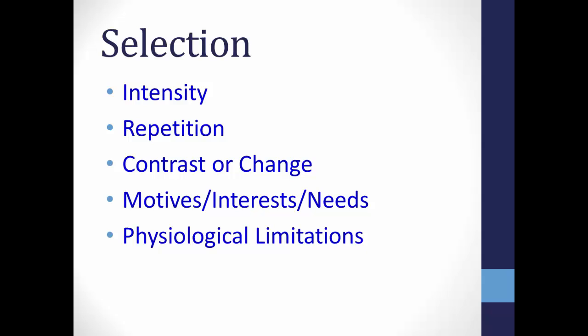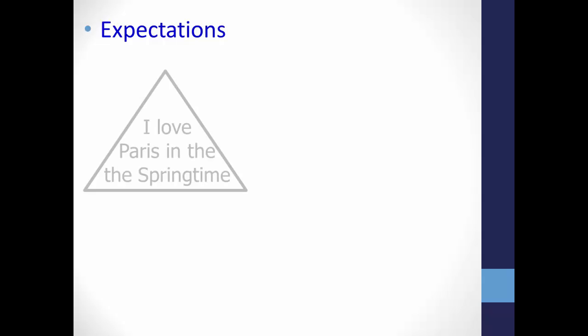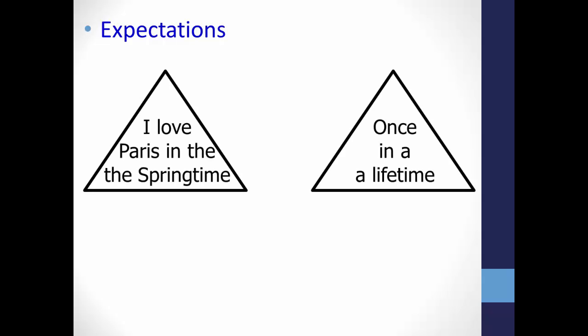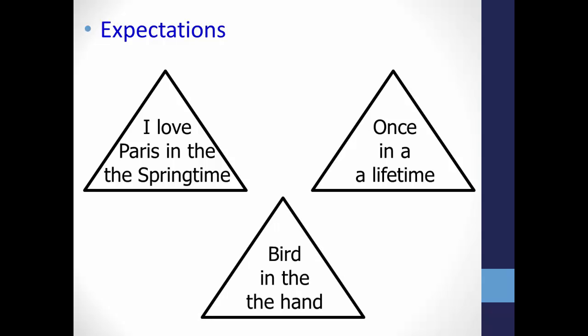And finally, sometimes we see just what we expect to see. You may have seen this example before, but read these out loud very quickly. Here's the first, and the second, and the third. If you're like most people, you likely read all of these incorrectly. Paris in the springtime, once in a lifetime, and bird in the hand. You didn't expect to see the double word, so you didn't.